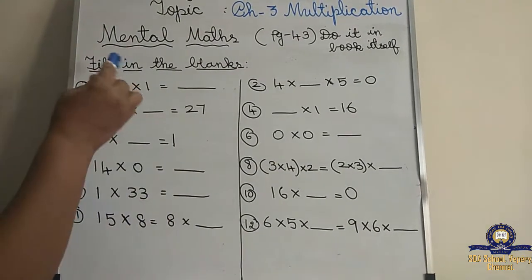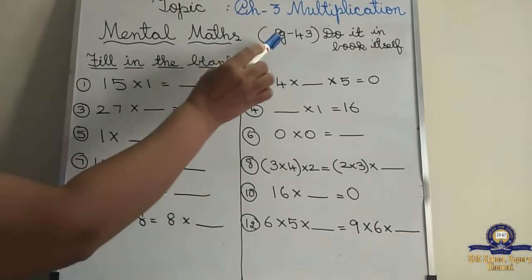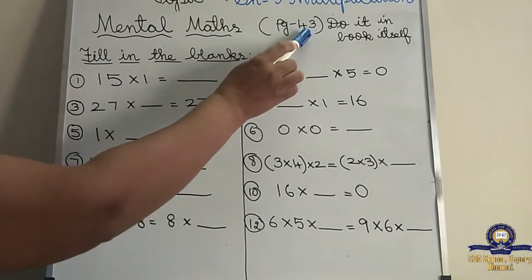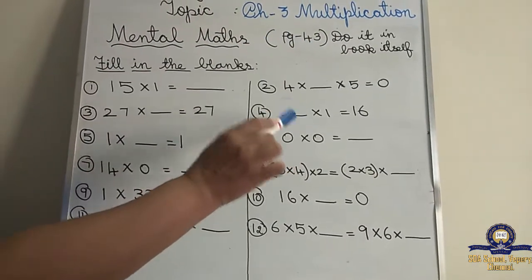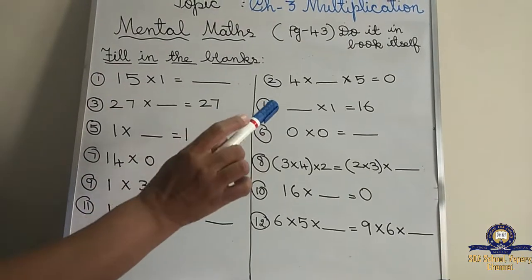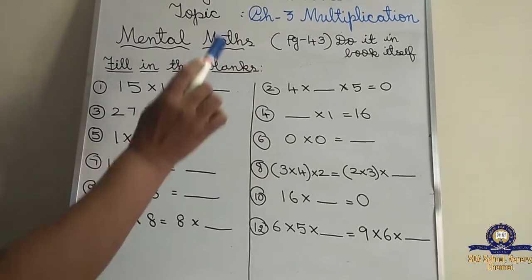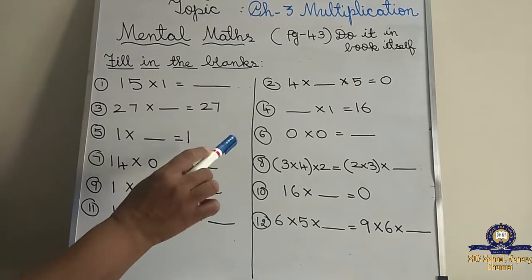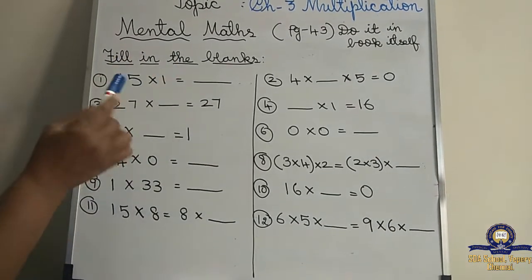Okay, children, now we will move on to mental maths. This is also given in page number 43. You have to do it in the book itself. Understood? No need to do it in the notebook. Okay, now fill in the blanks.